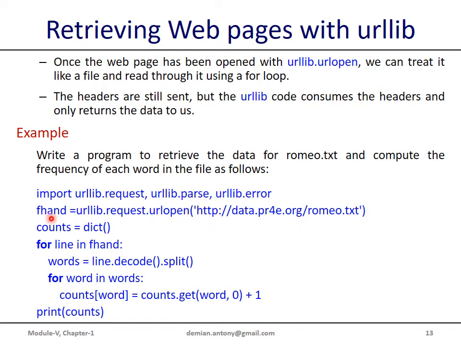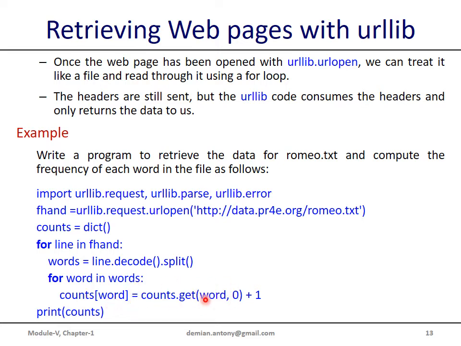Now we have a file handle, which contains the file contents, and we create an empty dictionary. For each line in the file handle, we decode the line, converting the byte representation to a text representation, and split the line based on white spaces. Now we have a list of words, and for each word we put it into the dictionary based on its presence.